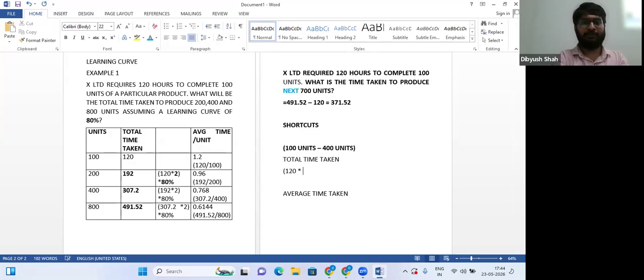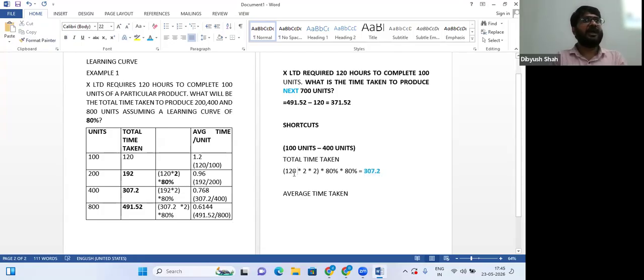So I know it will be 2 into 2. The first 2 for the first double, 200. The second 2 for the second double, 200 into 400. And I know the learning curve will also be applied twice, because every time it doubles, the learning curve will reduce the time. The answer will be 307.2. Calculate it. This is a shortcut. If you are not comfortable with it, go through the long process.